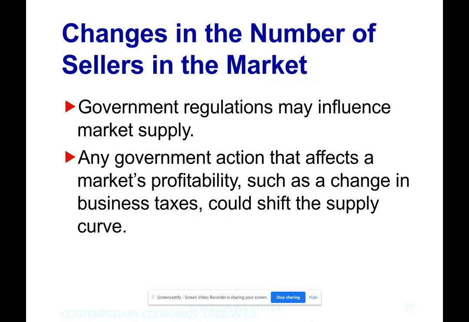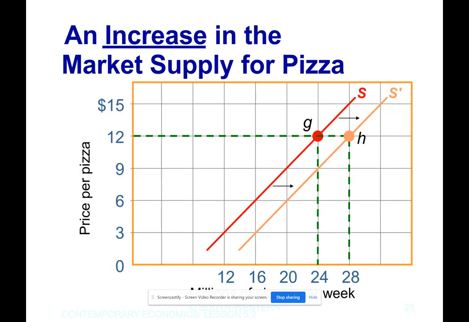The changes in the number of sellers in the market. Government regulations may influence market supply. Any government action that affects a market's profitability, right, ability to make a profit, like change in business taxes, can shift the supply curve. For example, in Philadelphia, there's a soda tax. There's a tax on sugary drinks. Maybe people say to themselves, because of that tax, I'm not going to buy my soda anymore. So what will happen is people in the market probably won't sell as much soda. So they're not going to purchase sodas to stock their stores as much as they typically would.